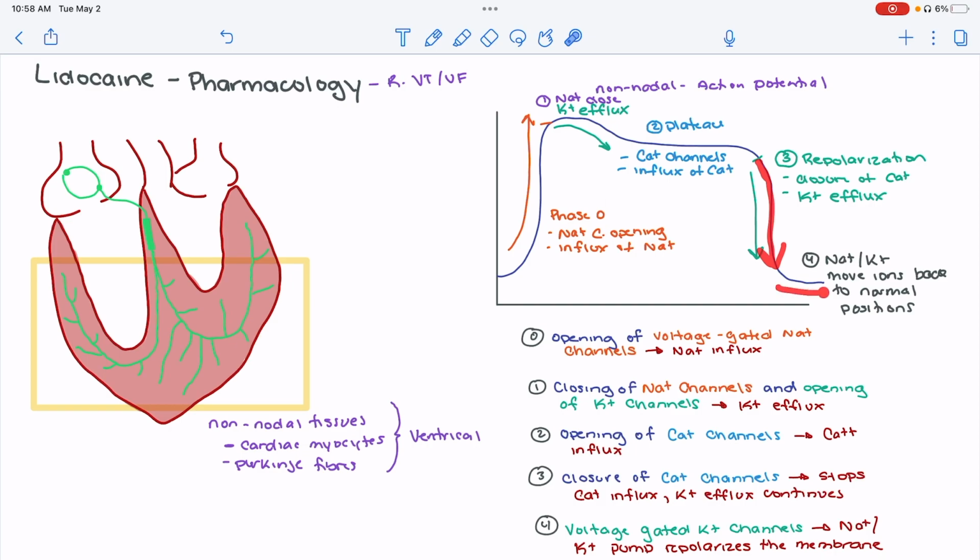And then as we get back to our baseline, we know that our sodium-potassium pump is going to have to move our ions back to their normal positions because everything's out of place right now. And that's what's happening in phase 4 of the action potential.